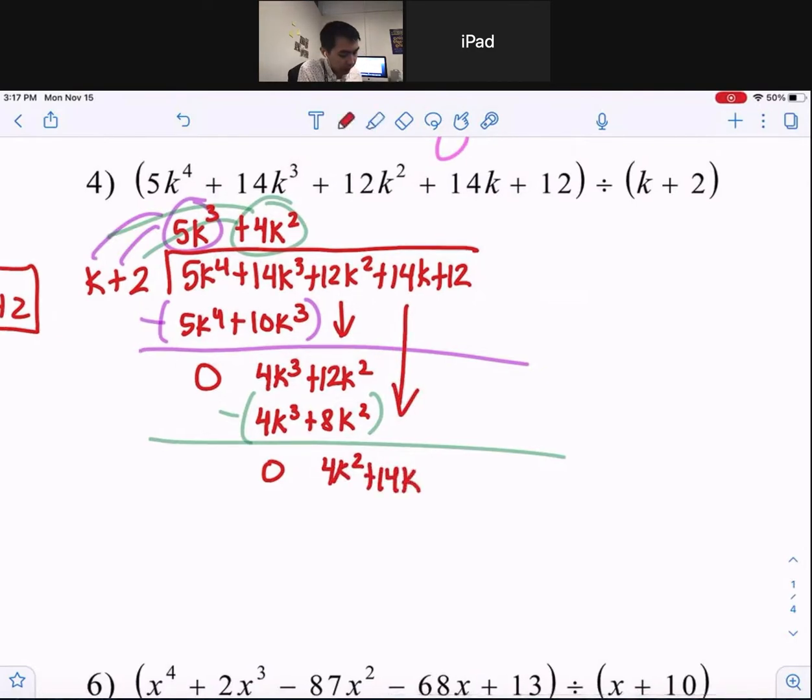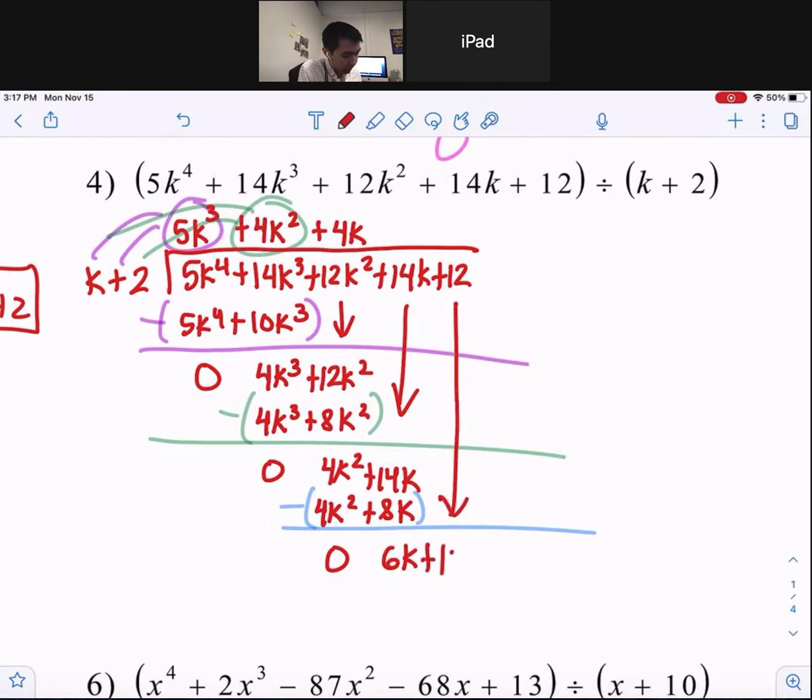Same process. K times what will give you guys 4k squared? That is 4k. So 4k times k, that's 4k squared. 4k times 2, that is 8k. So subtract all this stuff, and you guys get 4k minus 4k squared is 0. 14k minus 8k, that is 6k. And then the last one, drop down to 12. So what times k gives you guys 6k?